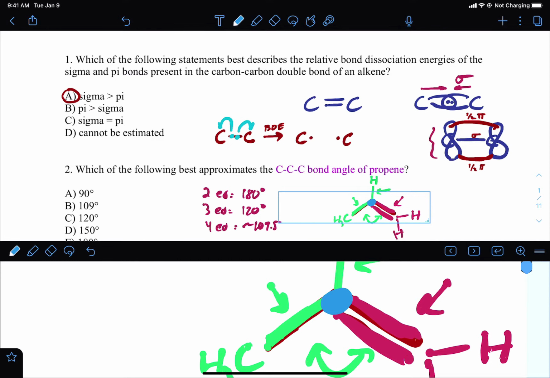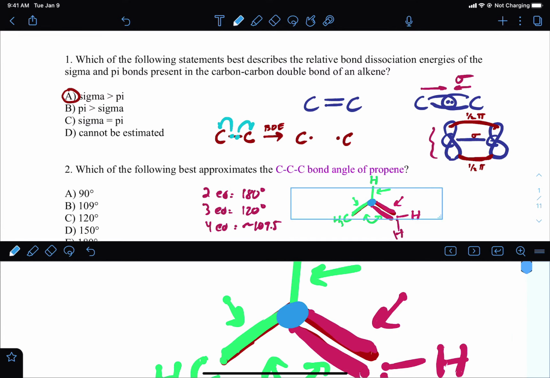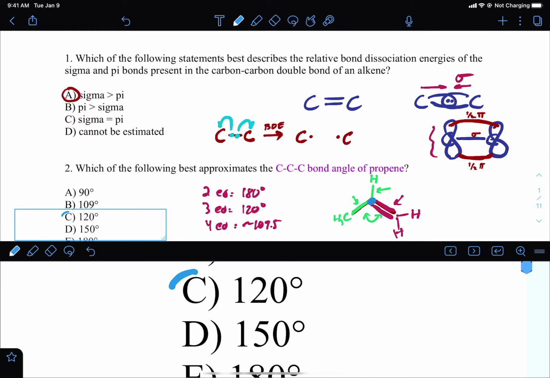Right there means that the bond angle around that carbon is going to be 120, and that's exactly what they're looking at for this problem. 120 degree bond angle.